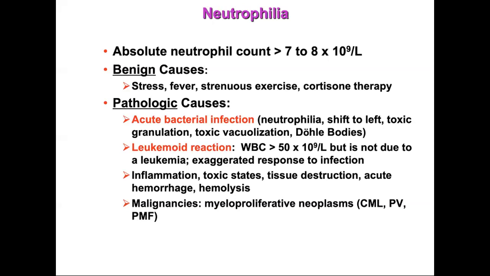Another way that you would see neutrophilia is in inflammation states, toxic states, destruction of the tissue, acute hemorrhage, hemolysis, and also malignancies, right? So things like myeloproliferative disorders and other conditions will lead to an increase in the neutrophil count.